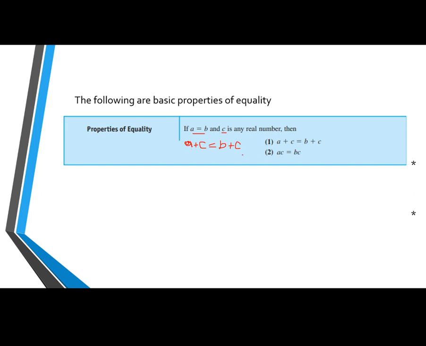This is the case for addition. And if we multiply A by the number C, it is equal to B multiplied by the number C, because A and B are equal. So properties 1 and 2 state that the same number may be added to both sides of an equality, and both sides of an equality may be multiplied by the same number. We will use these properties extensively throughout our class to help find solutions of equations.